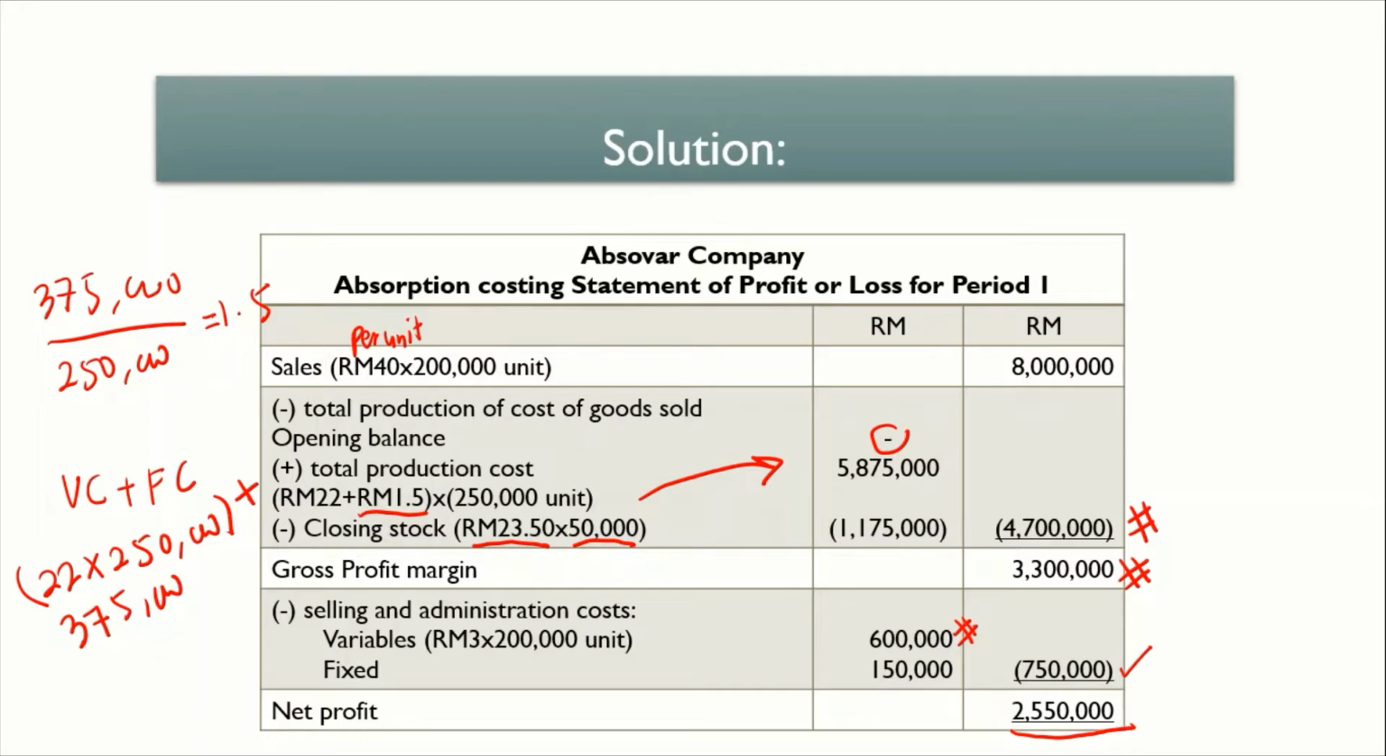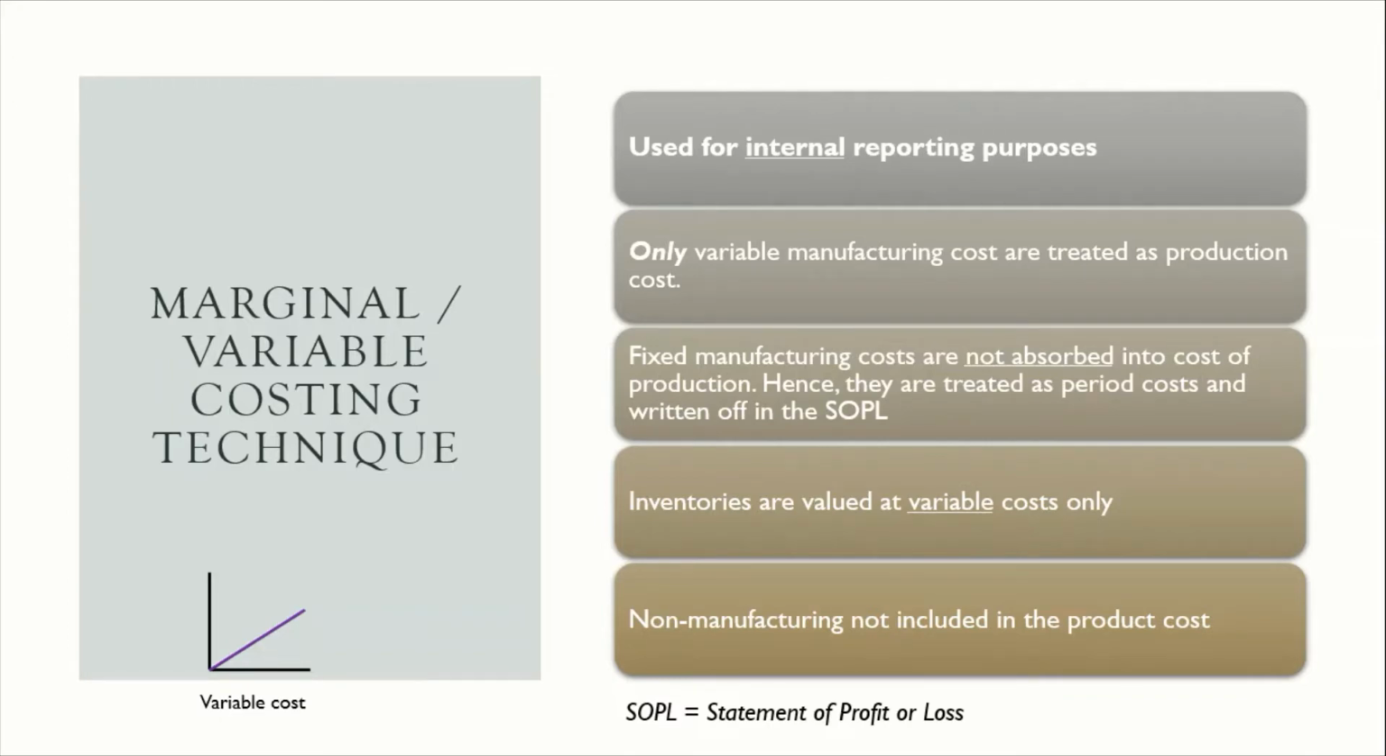Okay, so let's move on to our next method. The second method, which is marginal or variable costing, it is used for internal reporting purpose. Only variable manufacturing costs are treated as production costs. So you can see that that's the difference with our previous method. It only takes the VC cost as production costs. The fixed manufacturing costs are not absorbed into the cost of production. Hence, they are treated as period costs and written off in the SOPL. Okay, so it is not absorbed in the production cost.